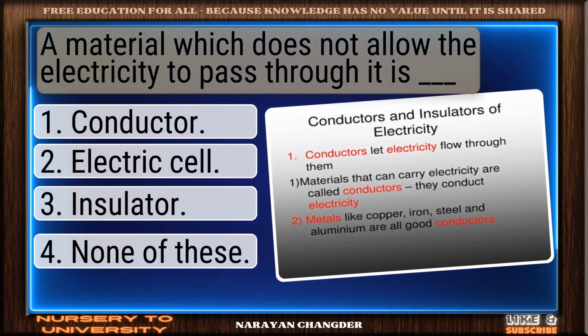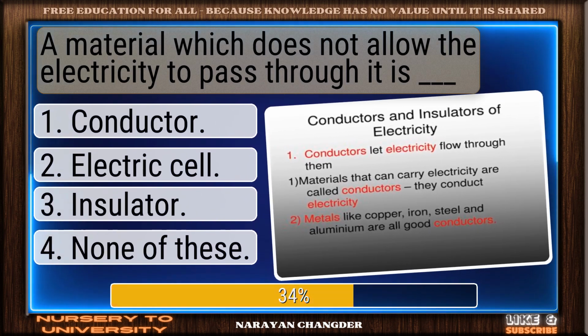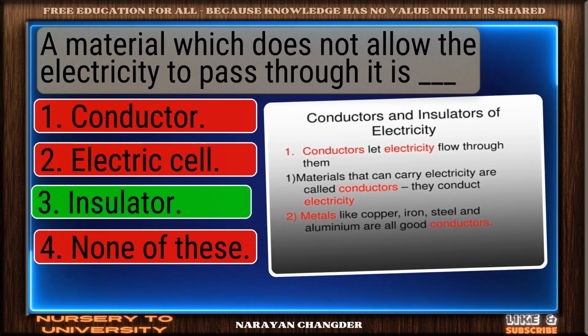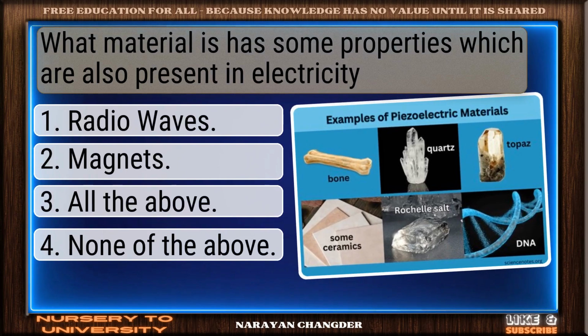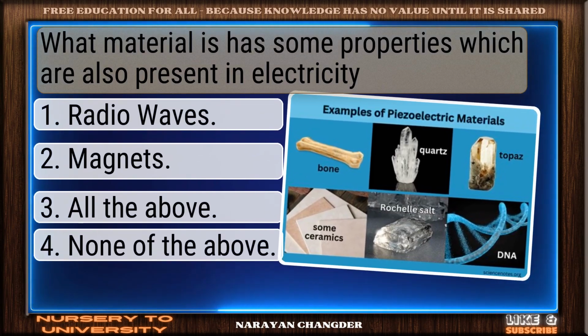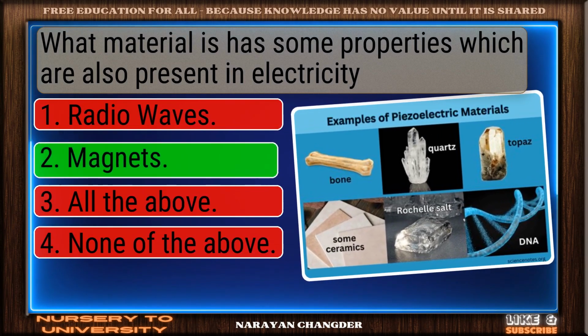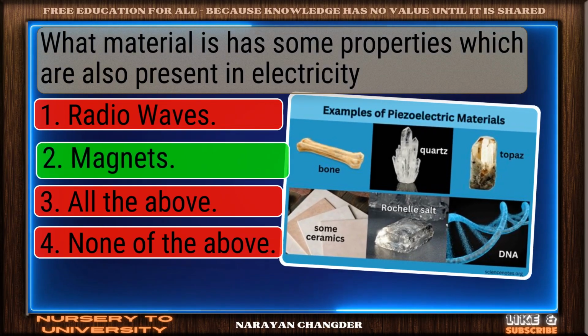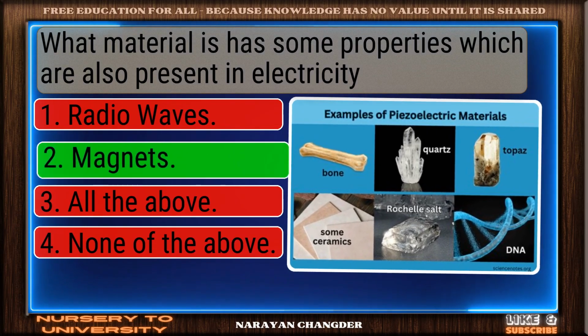A material which does not allow the electricity to pass through it is dash. Bravo, insulator is the answer. What material has some properties which are also present in electricity? Clear logic. Your choice, magnets, is sound and 100% true.